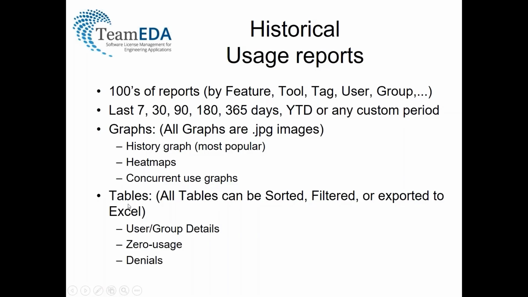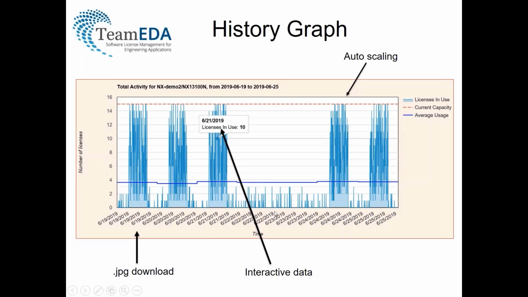And there are two kinds of history reports: graphs and tables. So all the graphs, depending upon the information that you're trying to show, are also JPEG images. And all the tables can be sorted by clicking on the column heading, can be filtered by that filtering box that I showed you, or can be exported to Excel. If you needed data offline, all tables can be exported to Excel. And these are just some samples of the different kinds of graphs, samples of the different kinds of tables, but there's literally hundreds of different reports. This is a very, very common history report.